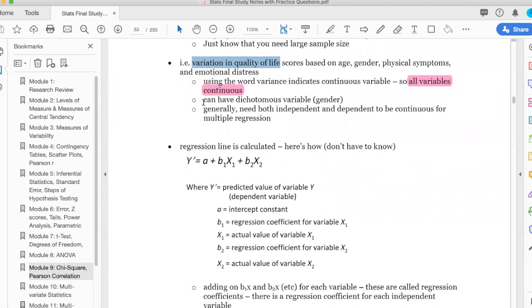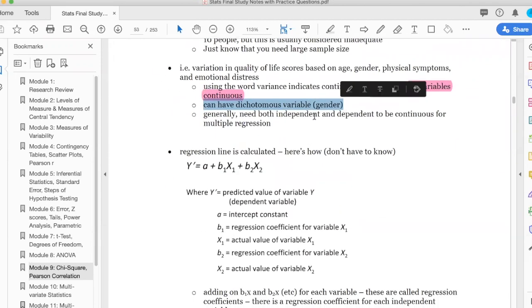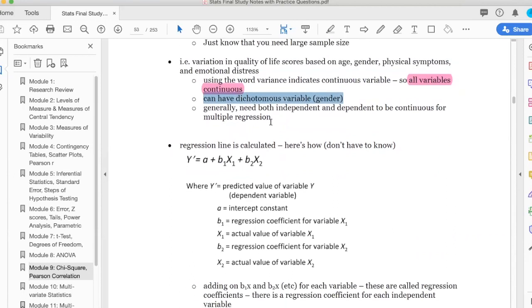Now, she did say in class you can have a dichotomous variable in a multiple regression, like gender, but that's pretty much the only time. In general, you need both independent and dependent to be continuous in order to do a multiple regression. You understand that, right? Because how do you do a line of best fit with a dichotomous variable? Oh yeah, sorry, obviously that's not ratio, it's dichotomous nominal.